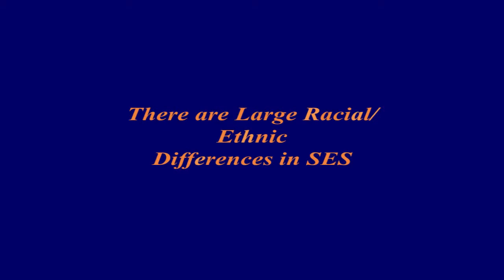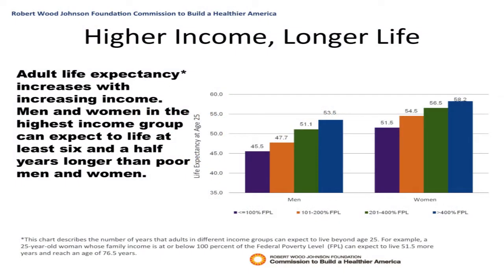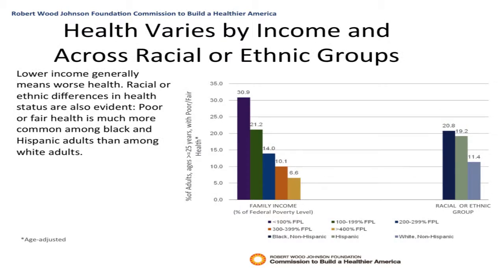So there are large racial ethnic differences in socioeconomic status. Higher income, longer life. Ask for more money. Adult life expectancy increases with increasing income. Men and women in the highest income group can expect to live 6.5 years longer than poor men and poor women. Ask for a raise. All right? Even within a racial ethnic category, a rich black person lives longer than a poor black person. A rich white person lives longer than a poor white person.